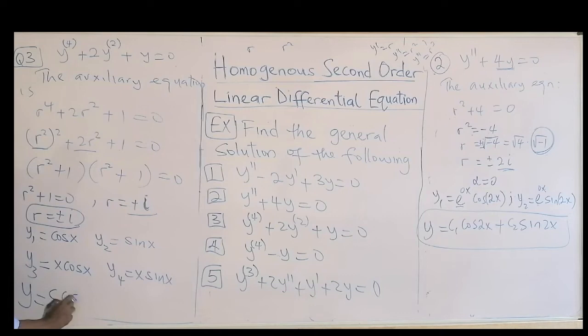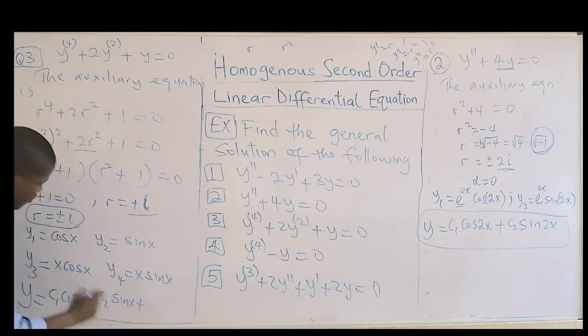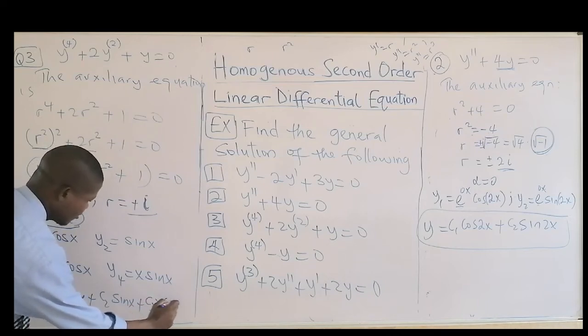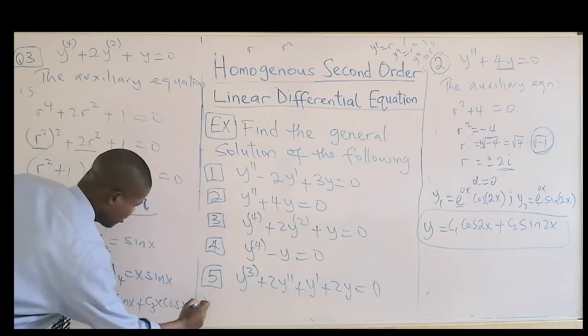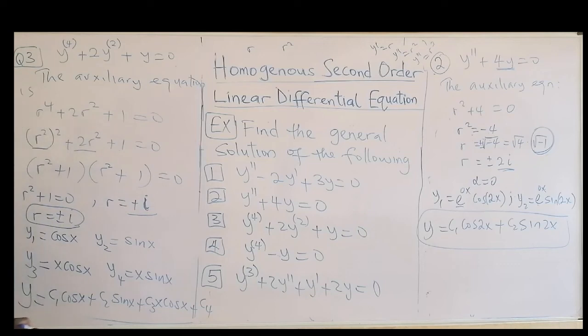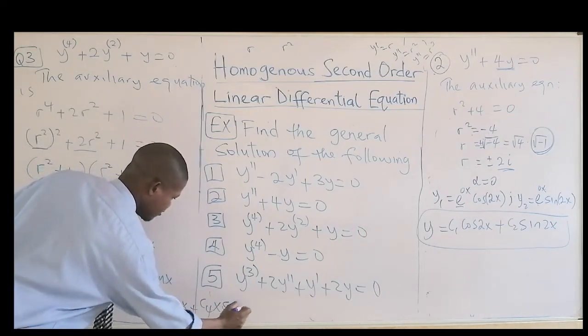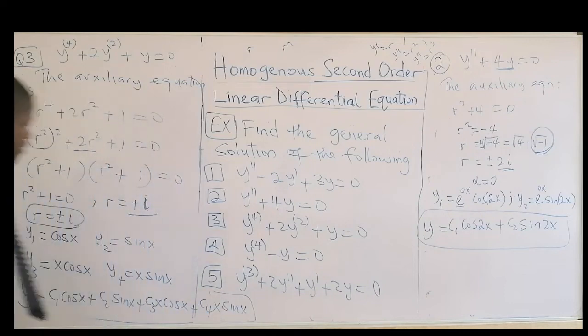C1 cos x plus c2 y2, which is sin x, plus c3 y3, which is x cos x. Then plus c4 y4, which is x sin x. So that's the general solution for that question 3.